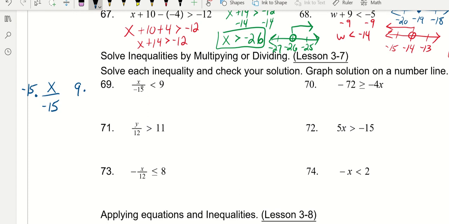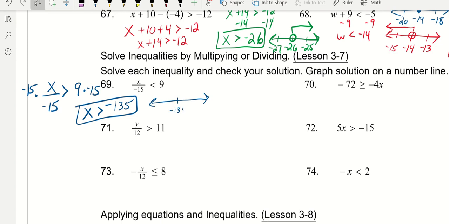9 multiplied by negative 15. Now, when we multiply by a negative, I have to flip my sign, in this case from less than to greater than. So we get x is greater than. Positive times a negative is a negative. 9 times 15 is going to be 135. There you go.